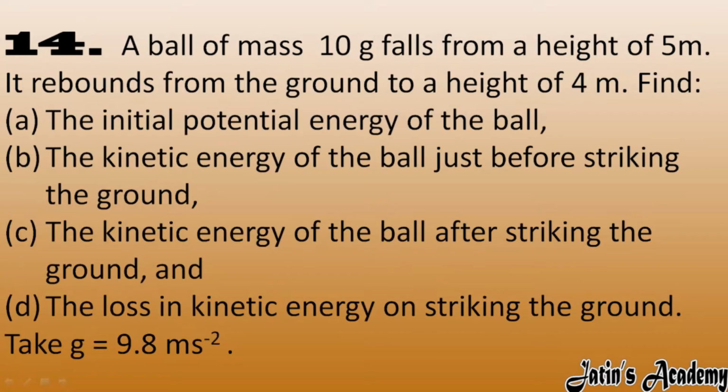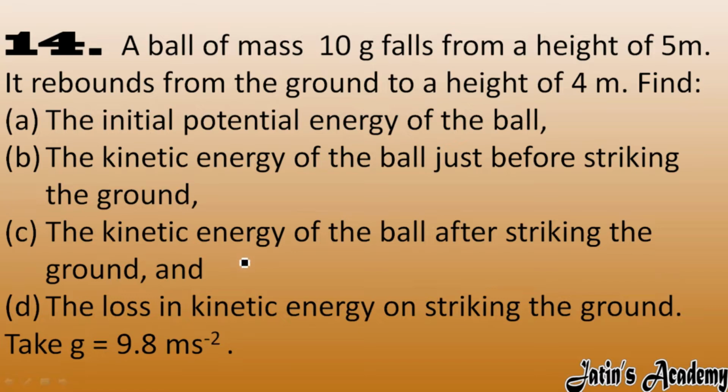Next question we have, a ball of mass 10 gram falls from a height of 5 meter. It rebounds from the ground to a height of 4 meter. Find the initial potential energy of the ball, kinetic energy of the ball just before striking the ground, next we have kinetic energy of the ball after striking the ground, and loss in the kinetic energy on striking the ground. Take g value as 9.8.